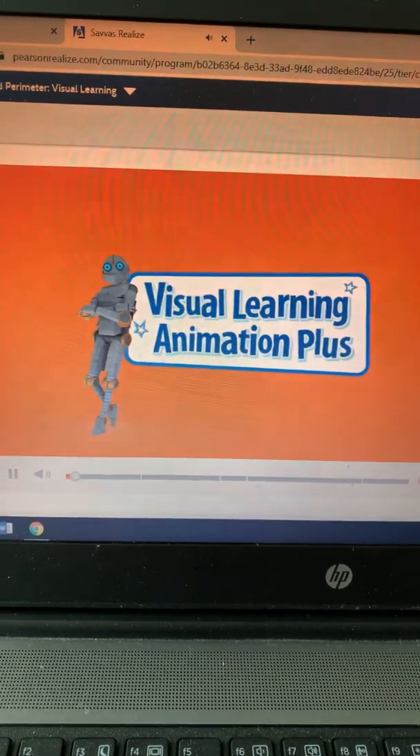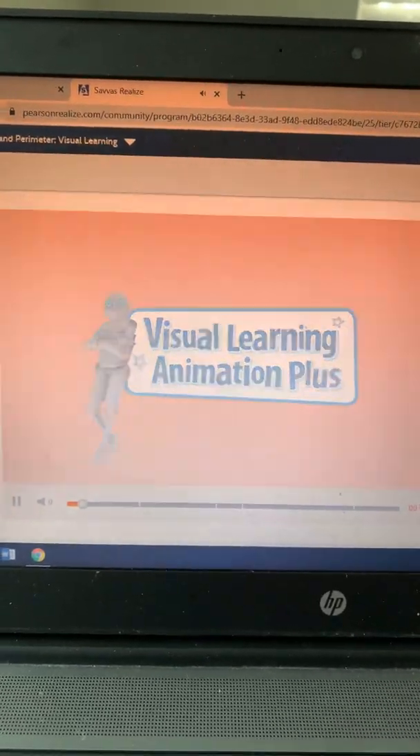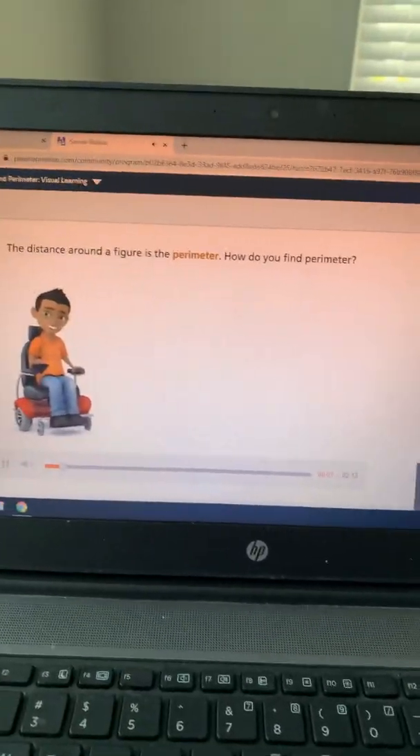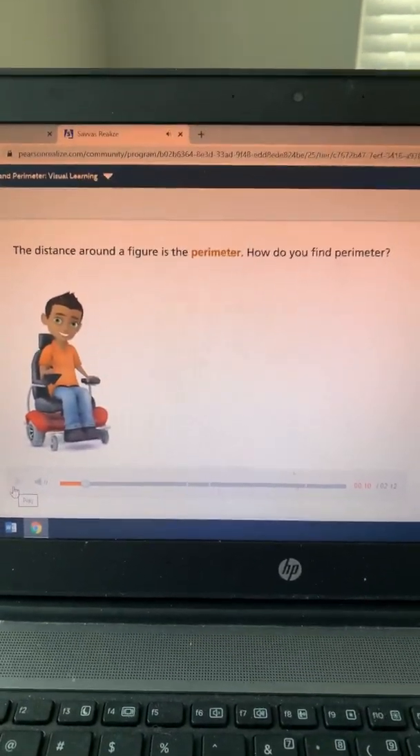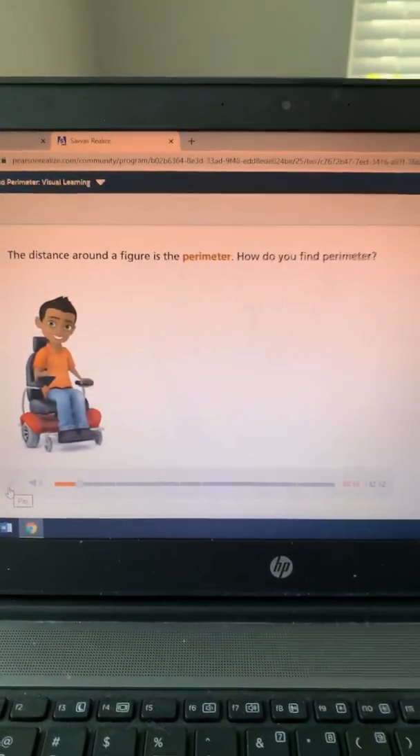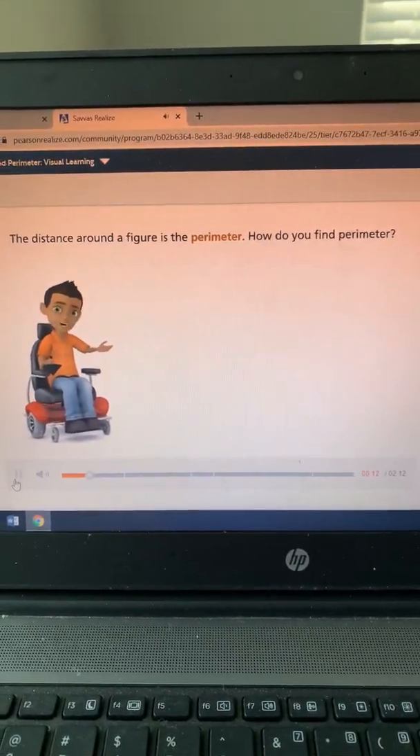We're doing perimeter, one of my favorite things to teach. I don't know why, just one of my favorite things to teach. Understand perimeter. Okay? Visual learning bridge video. Let me flip you guys around here. The distance around a figure is the perimeter. So the distance around a figure is the perimeter. We need to find the perimeter. Let's find out.